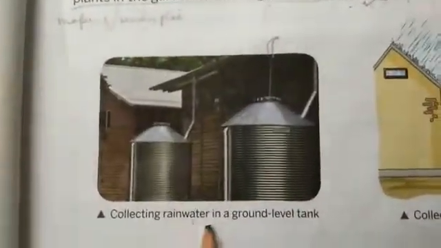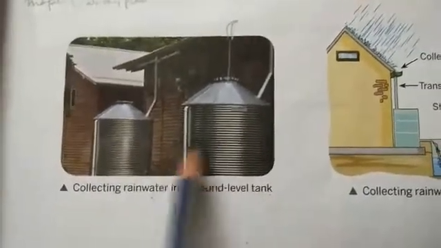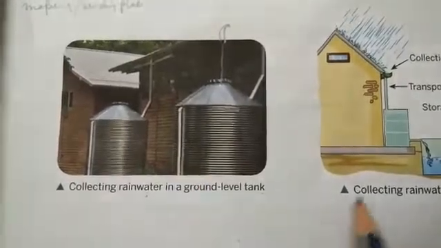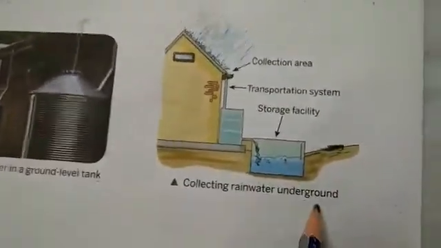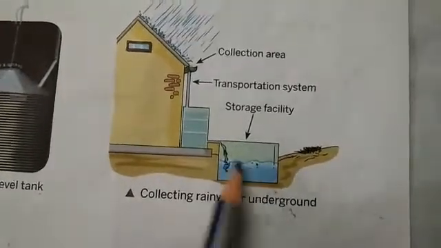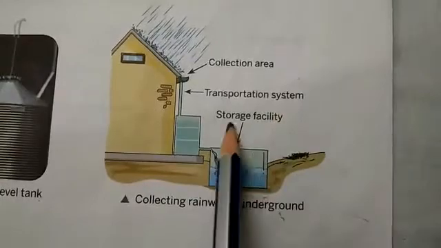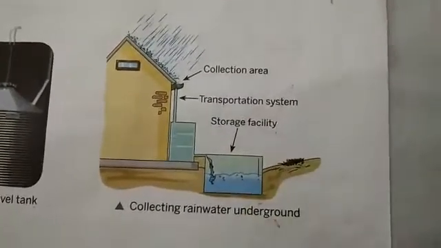This is how you store rainwater in a ground level tank. When the water is on the ground level, this way you will store it. Collecting rainwater underground: when the water is underground, this way you will collect it. This is the collecting area, this is the transportation area, and this is the storage facility.